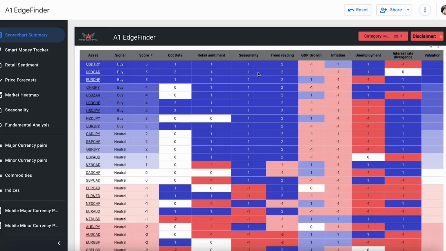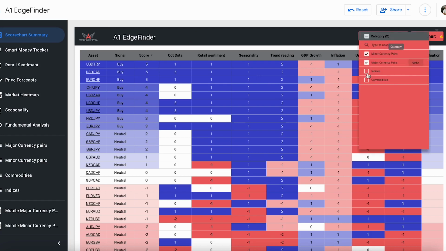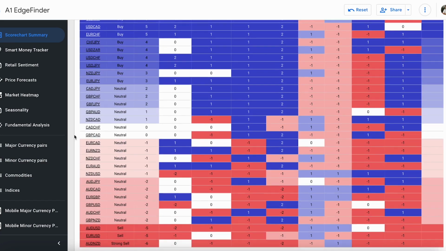So here inside of the EdgeFinder, we're taking a look at the score chart summary, and right now I only have currency pairs selected just so it's a little easier to take a look at. You can see I've removed the indices and the commodities, so only currency pairs selected.